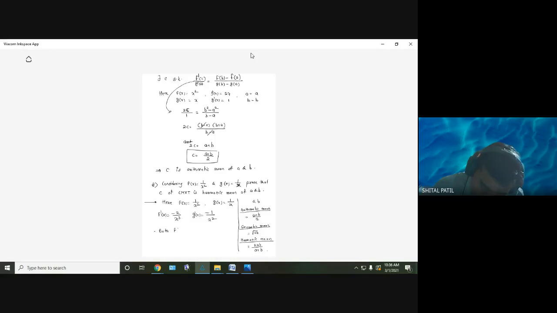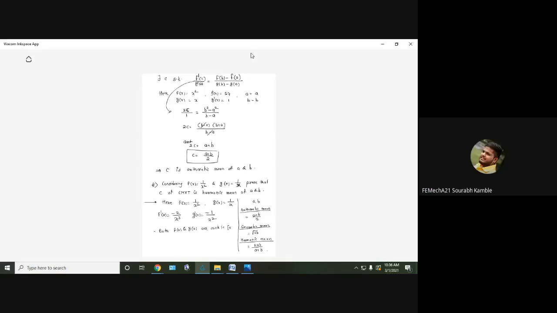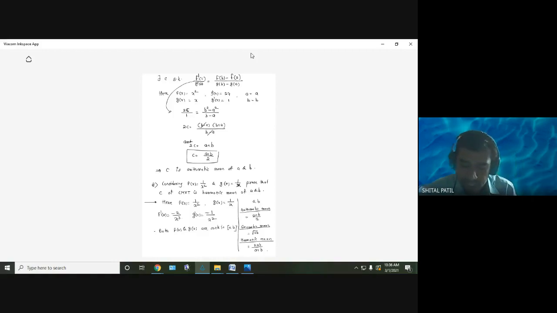Right, both are continuous in AB. Something arithmetic, geometric mean. Google it. Arithmetic, geometric mean. Both of them are continuous in AB. Both of them are differentiable in AB. G dash of x is 0, but for x equal to 0. Acha, for infinity.